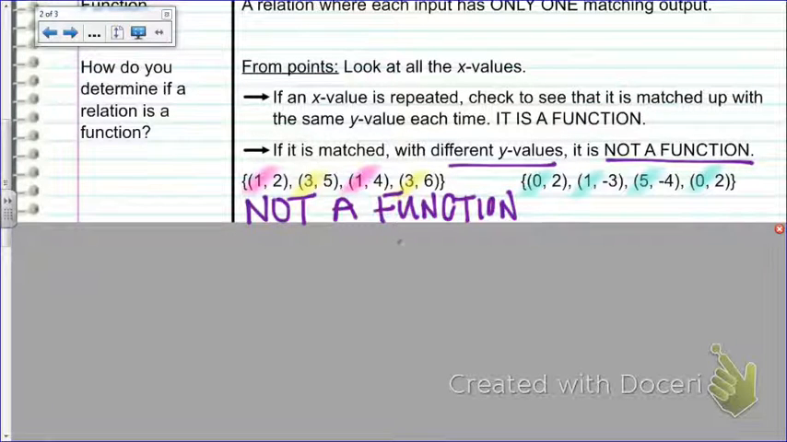Okay, so then we want to know, is this a function? Look at all of our domain elements. Are any of them repeated? 0. 0 is repeated, but look at the y that it's attached to both times. Is it the same? Yes. So is this a function? Yeah, so this one is a function.